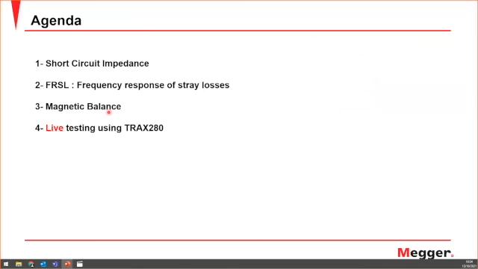So our agenda for today: we will speak about short circuit impedance, followed by the most focused topic today, which is frequency response of stray losses. We will define this. We will also see from standards what's mentioned about it and how to operate it using the TRAX later in the live session. And we have very few slides talking also about the magnetic balance and how to operate it on power transformers.